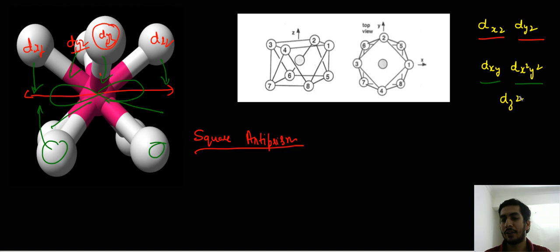And then at last we have your dz square orbital, which is not facing any direct repulsion. It is facing uniform repulsion from all the 8 ligands, right? Because the z direction is somewhere over here. You can see over here, this is the z direction. So it is facing a uniform repulsion from all of them. It is not facing any direct repulsion. So that is why your dz square becomes of least energy.